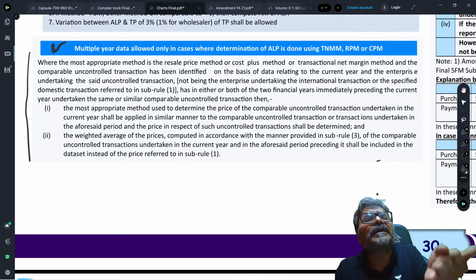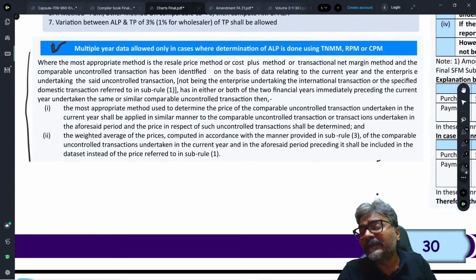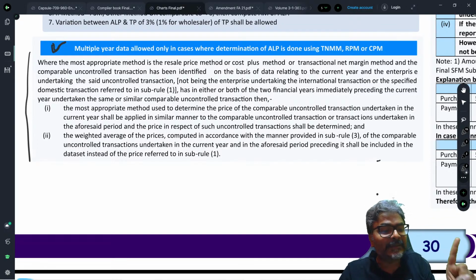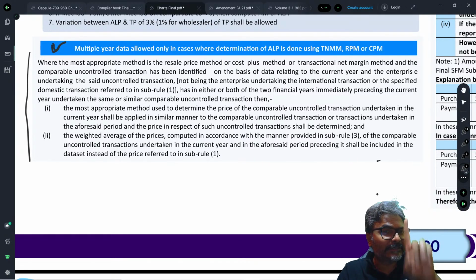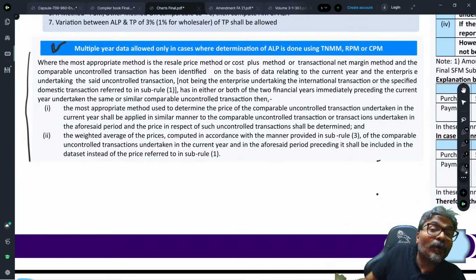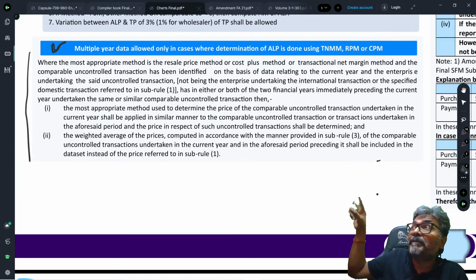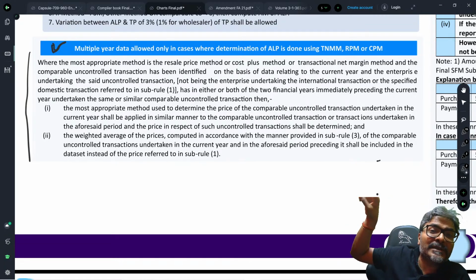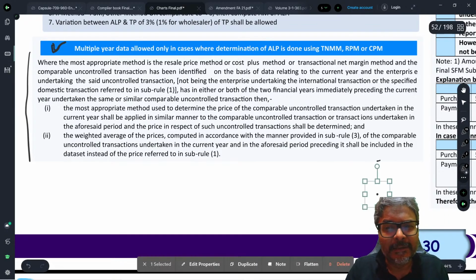Since the variable is only one factor, which is either the cost or the selling price, in the CUP method we are only going by the data of the current year. We don't go with the 3 years data. But when it comes to the resale price method, cost plus method and transaction net margin method, the 3 years data is what you need to consider and determine the ALP based on. And what is this 3 years data? The current year plus the last 2 years. Is that clear to all of you students? All of you are clear with this one?